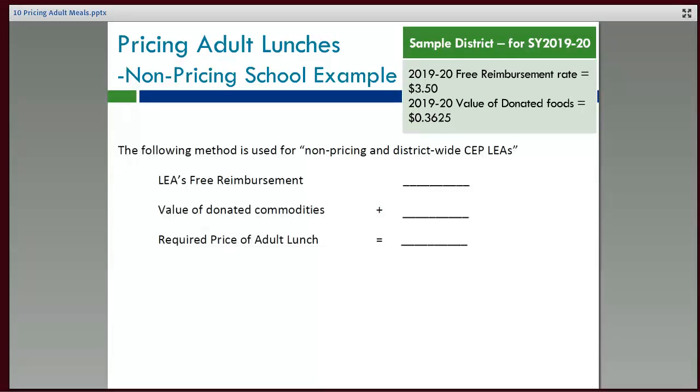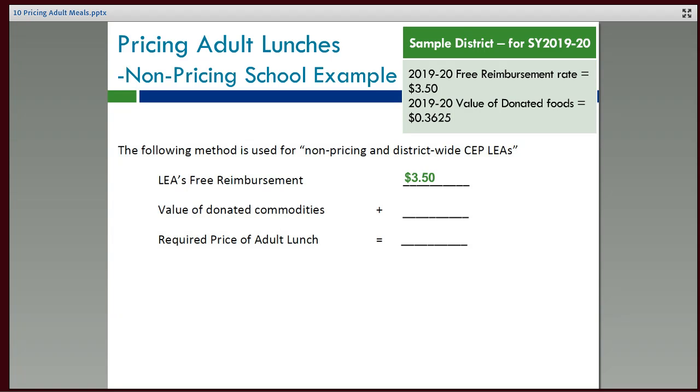This is the worksheet for non-pricing LEAs, which includes LEAs that have district-wide CEP. So we have another example school district to show you. In this one, the free reimbursement rate is $3.50, and the value of donated foods, of course, is 36.25 cents. So we'll use those numbers to complete the worksheet.